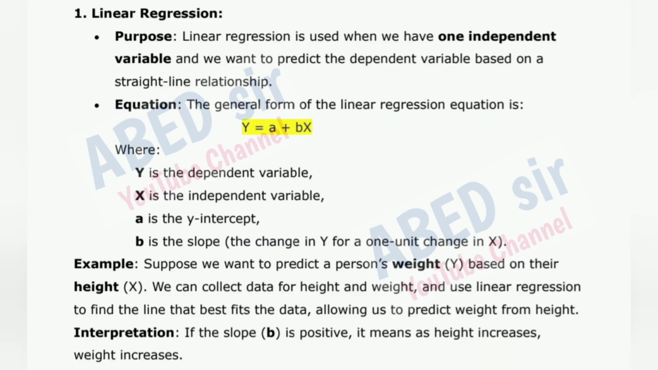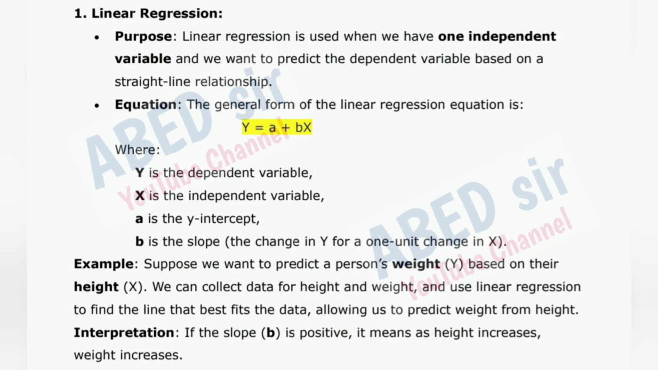1. Linear regression. Purpose. Linear regression is used when we have one independent variable and we want to predict the dependent variable based on a straight line relationship. Equation. The general form of the linear regression equation is y = a + bx, where y is the dependent variable, x is the independent variable, a is the y-intercept, and b is the slope, the change in y for a one-unit change in x.